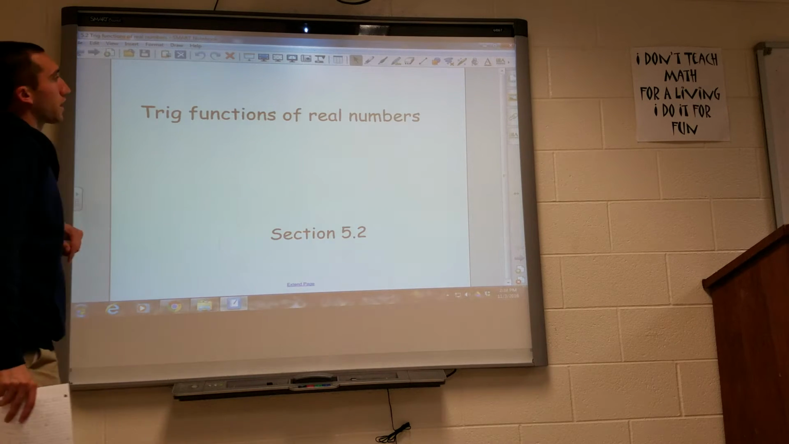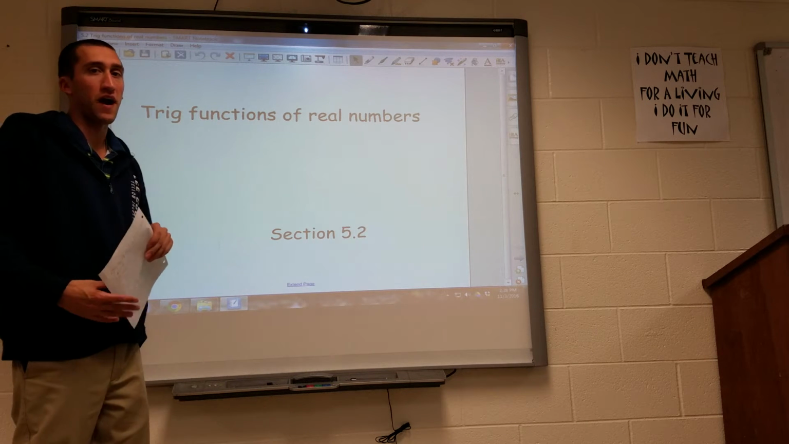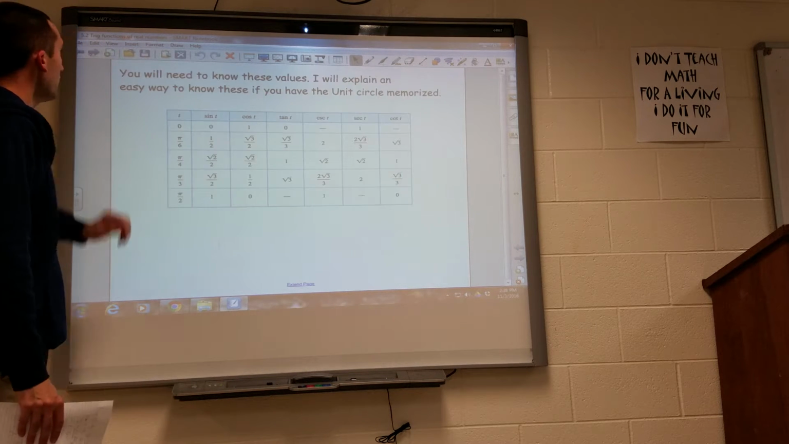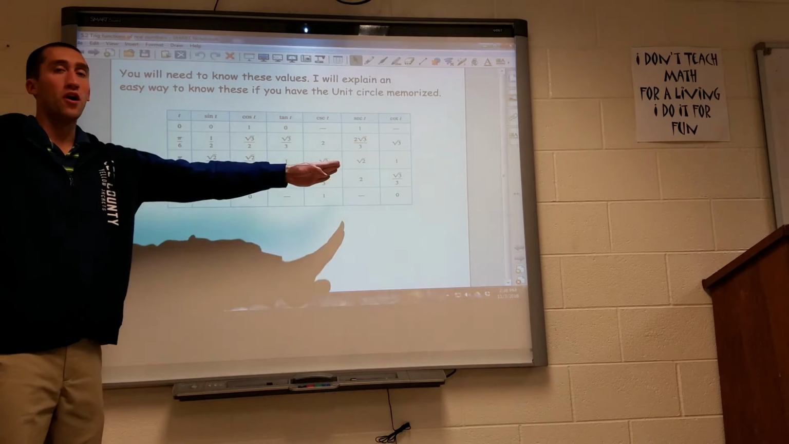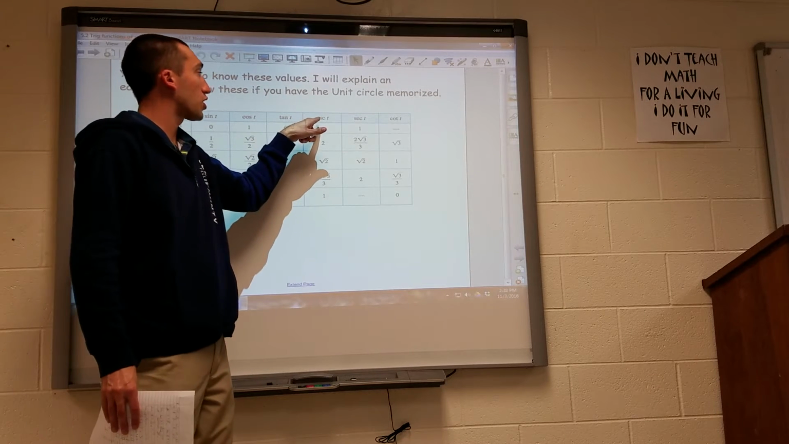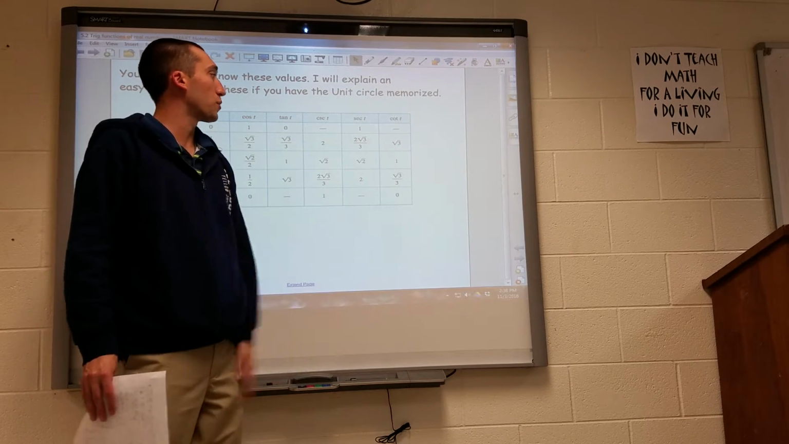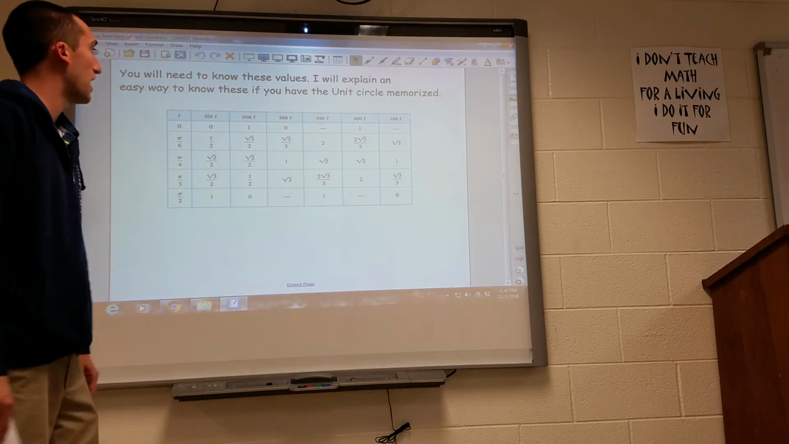Hello everyone, today we're talking about trig functions of real numbers, section 5.2. Eventually you're going to need to know this chart. You're going to need to know the values for sine, cosine, tangent, cosecant, secant, and cotangent. And we'll talk a little bit more about them as the lesson goes on.